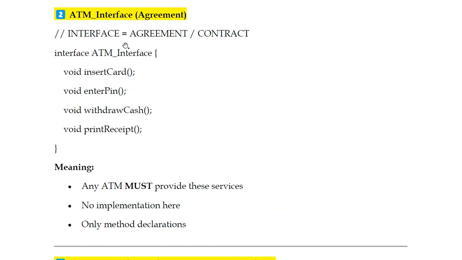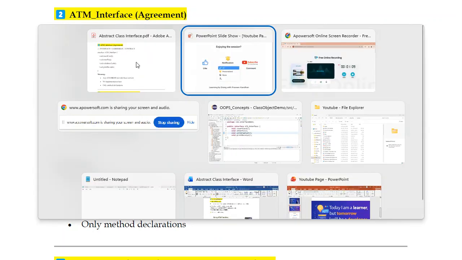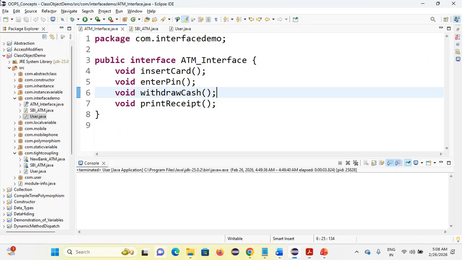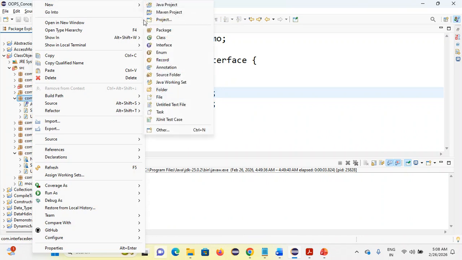First I'll create the interface. The syntax is that the interface keyword should be present, followed by the interface name, just like how we use the class. In Eclipse, go to the package, right click, new interface, and then open it. Don't give class.